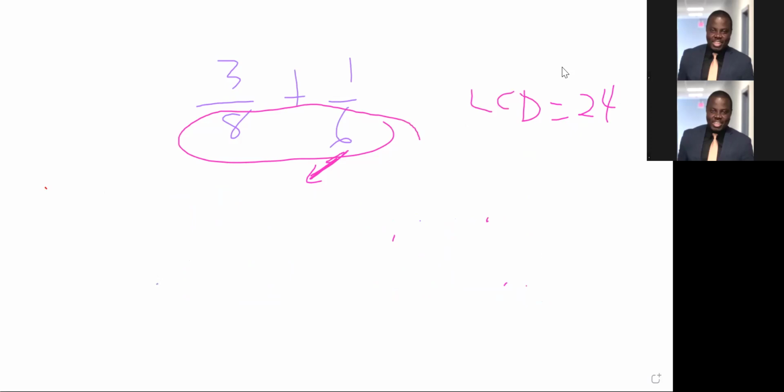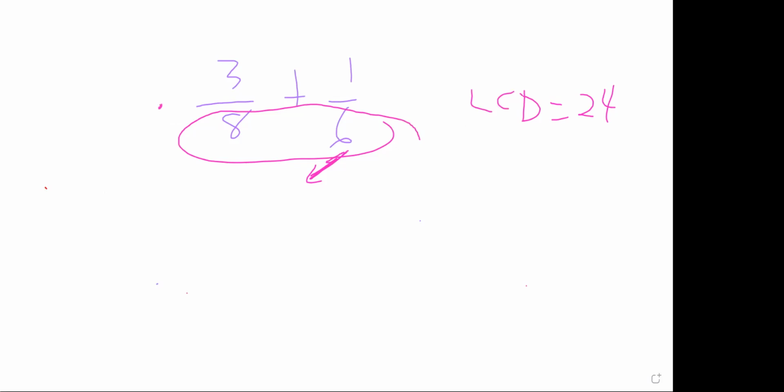Now, we have to make sure that we change the fraction such that we're going to have common denominators of 24. But we don't want to change the value of the fraction, so I've got to ask myself, 8 times what gives me... Okay, so I've got a 24 here. I want to make sure you can see it.